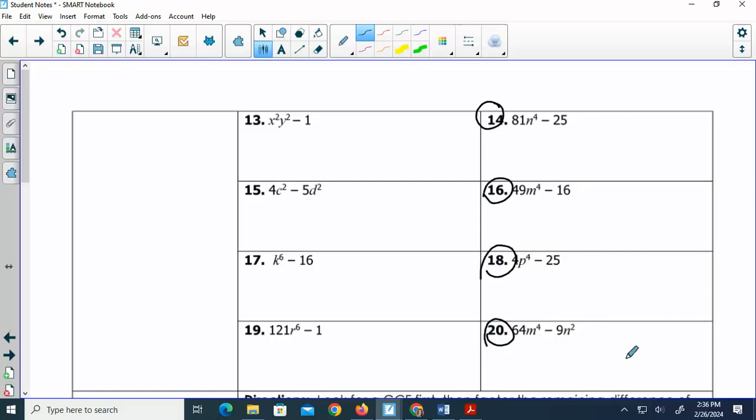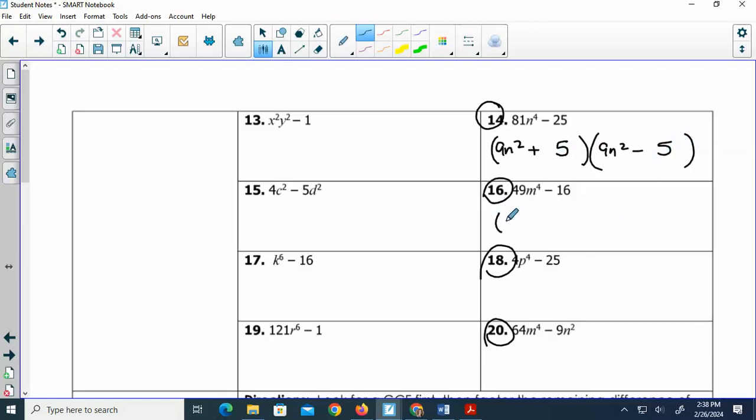Okay, let's do those evens. What do you do with the n to the 4th? Yep. So 9n squared and 9n squared. Just half of the variables in each parenthesis. And 25 breaks into 5. So plus 5 and minus 5.